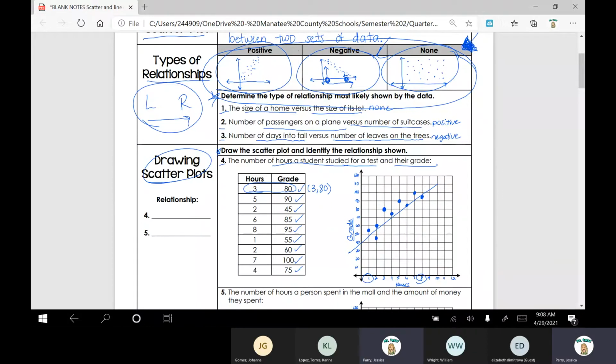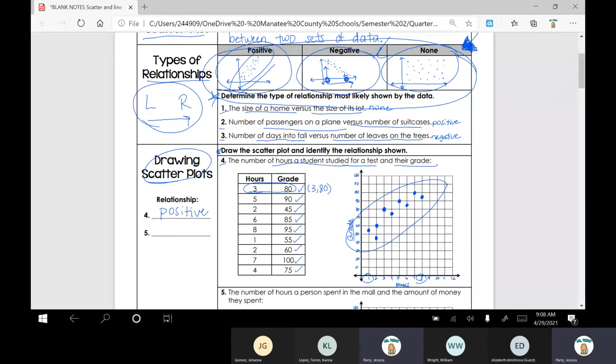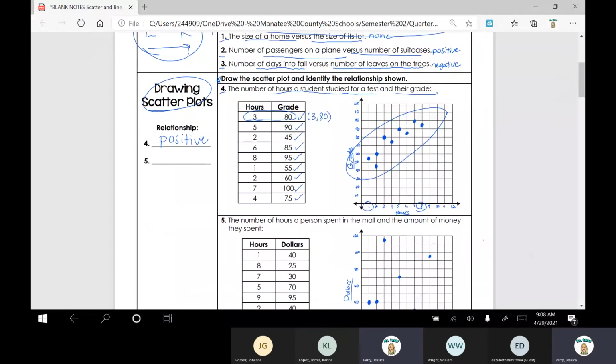Positive, negative, or none? You can type it in the chat or you can turn your microphone on. For number 4, which one does it look like? Positive, negative, or none? Well, if we look at our examples here, here's our dots. They're kind of going in the upwards direction. So that's going to look most like our positive. So number 4 is positive, okay? Because they're kind of going that upwards direction.